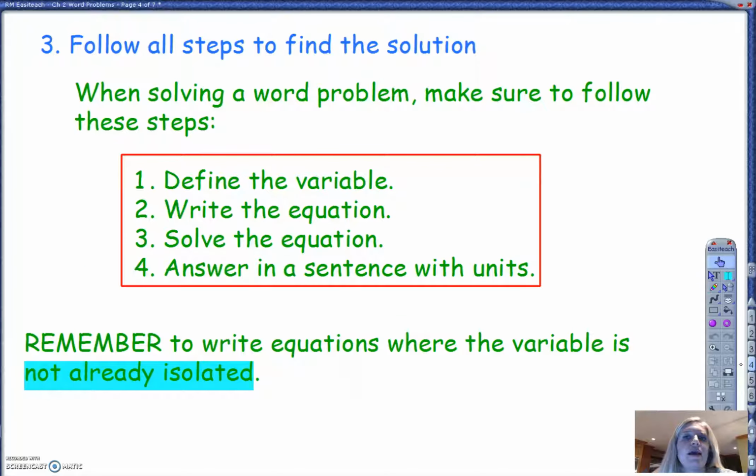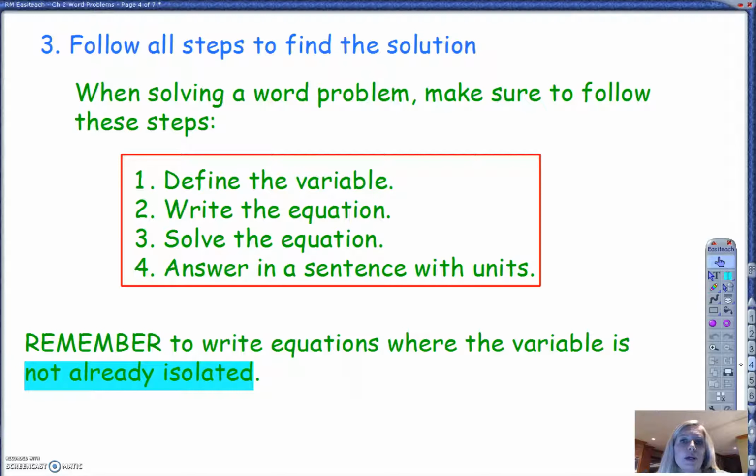Okay. Number 3, follow all steps to find the solution. So this is very important. When you're solving a word problem, you need to make sure to follow these steps. I'm going to be looking for each one of these as you do this in a quiz or a test, and you'll be awarded points for each piece. So 1, I'm looking that you define the variable. 2, that you write an equation. 3, that you solve the equation. And 4, that you answer in a sentence with units.